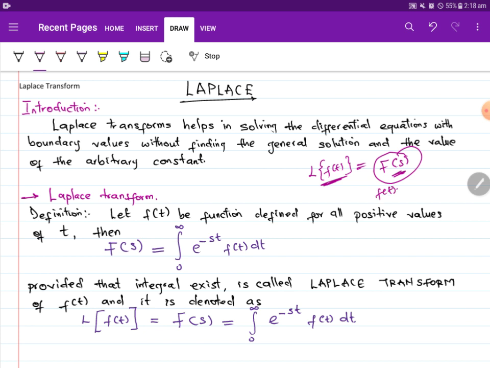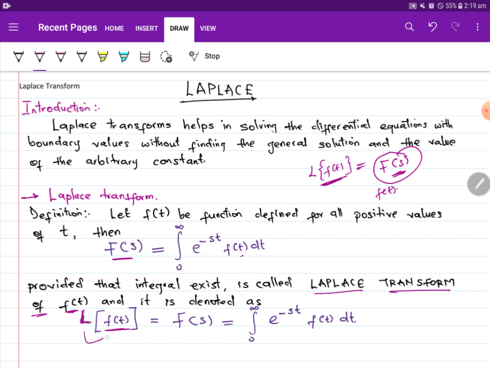So your F of s, which is the answer you will get when you take the Laplace transformation of a function of t, is derived by taking the integral from boundary 0 to infinity of exponential minus st times the function of t dt, provided that the integral exists. It is called the Laplace transform of f of t and is denoted as L, the Laplace transform of function of t.